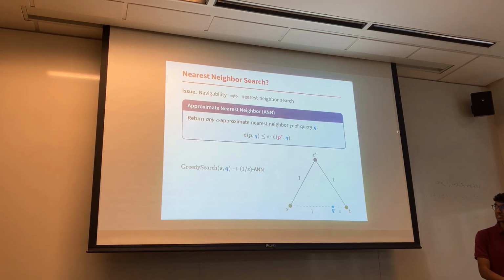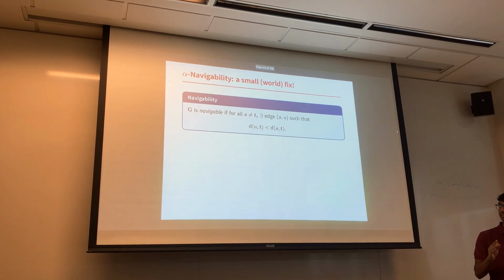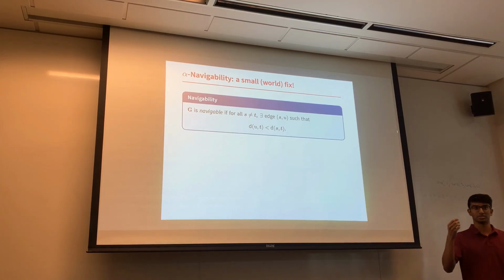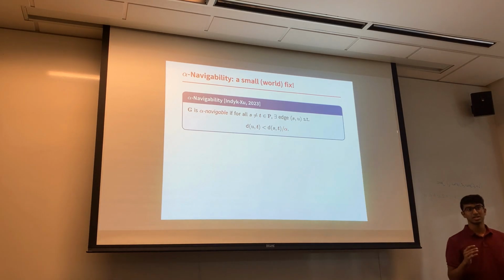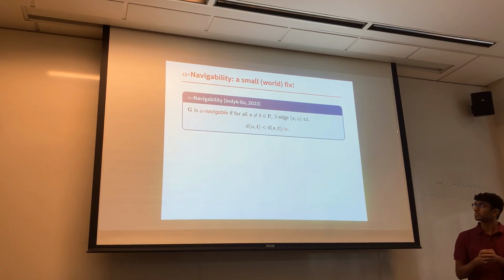But what I think is really interesting is that one small fix will change the game completely. So, again, navigability just meant that for any source and target, there's always an edge that moves me closer to the target. All I'm going to do is introduce a parameter alpha. And I'll say my graph is alpha navigable if, for any source and target, there's always an edge that moves me closer within a factor of alpha. All right, think of alpha as something that's more than 1.